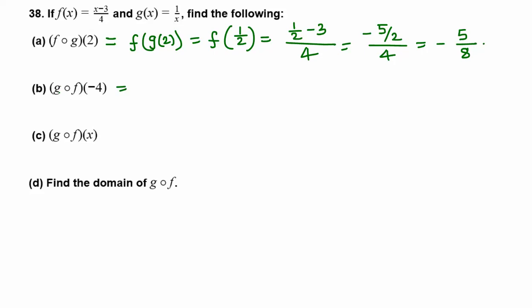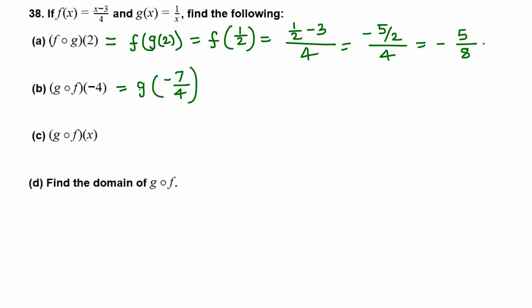Similarly, we have g composite f at negative 4. So evaluate function f at negative 4. So g of f at negative 4. Replace x by negative 4. Negative 4 minus 3, negative 7, over 4. F at negative 4 is negative 4 minus 3, which is negative 7 over 4.